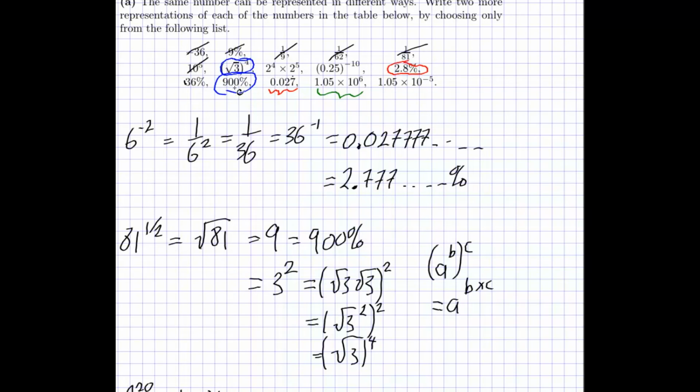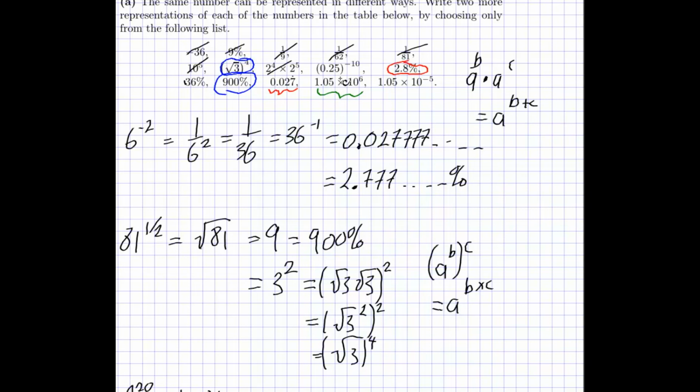We've already used the root 3 to the power 4, so let's not bother. We've got 2 to the 4 times 2 to the 5. Well, let's double check how we combine powers like that. If we have a to the power of b times a to the power of c, then that turns into a to the power of b plus c. So that is 2 to the power of 9, so that doesn't work.